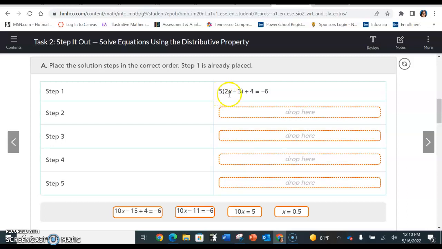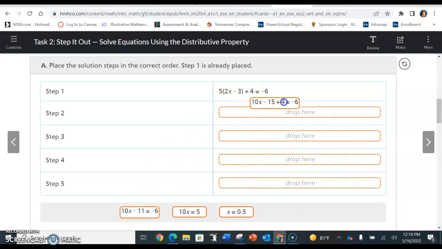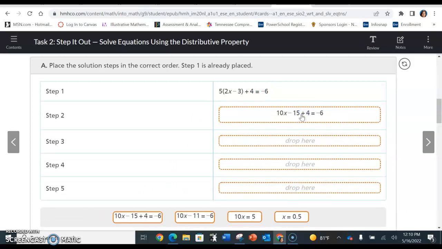So you're going to have 5 times 2x and 5 times negative 3. Distributive property says you multiply the 5 by everything inside of the parentheses. So we're going to have 10x minus 15 plus 4 equals negative 6. So this would be step 2, getting rid of the parentheses.